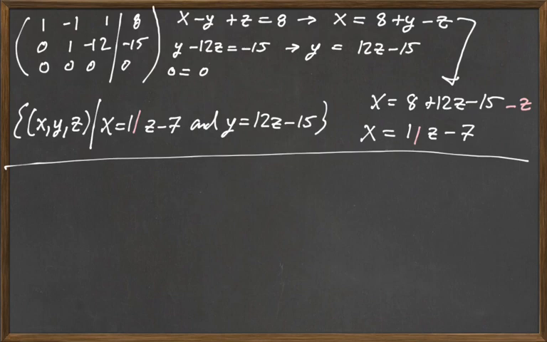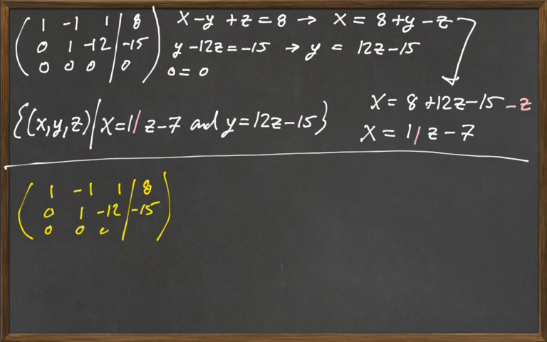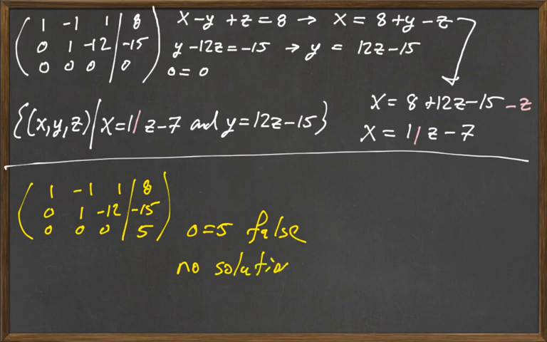All right, let's look at the other special case. So let's say we run into something like this. The bottom equation says 0 is equal to 5, and that's false. That's no solution, and that's it. We don't go any further.